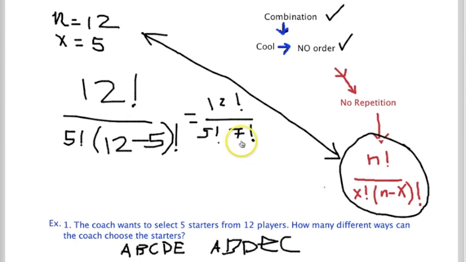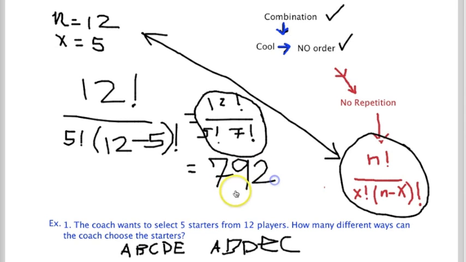And with the calculator, you can easily do this problem. You should definitely be able to do that by hand too if you need to. But from here, you can cancel the 7 factorial with the 7 factorial, and the result is 792 combinations. You can make 792 teams with that, all right?